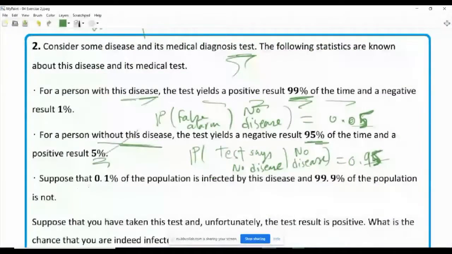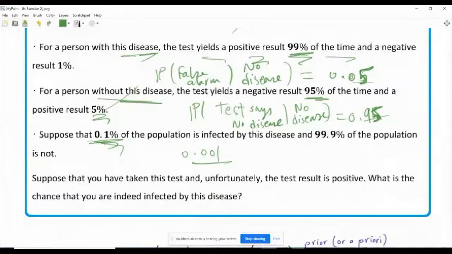Okay. Suppose that 0.1% of the population is infected by this disease. So again, we now need a number regarding the prevalence of this disease, the spread of this disease in the population. So we know that it's there in 0.1%. So 0.001 of the population is infected by this disease, and the remaining population are free from it. Okay. So this is a long story.